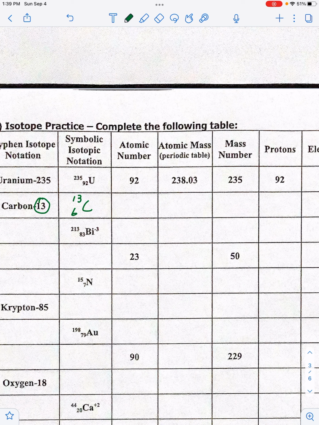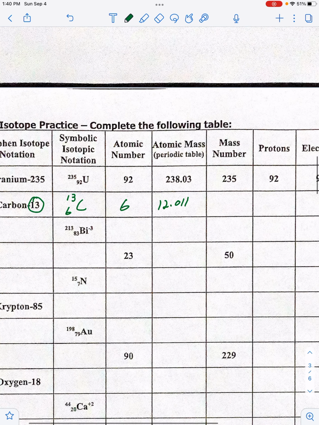Your atomic number is still 6, so that's the bottom number. Your atomic mass is the decimal one on the periodic table, so you have something like 12.011. Do you see how that 12.011 is not the same as my 13? That is okay, because we're talking about carbon 13 and carbon 13 only. Now my mass number is going to be 13, because I already gave you that.